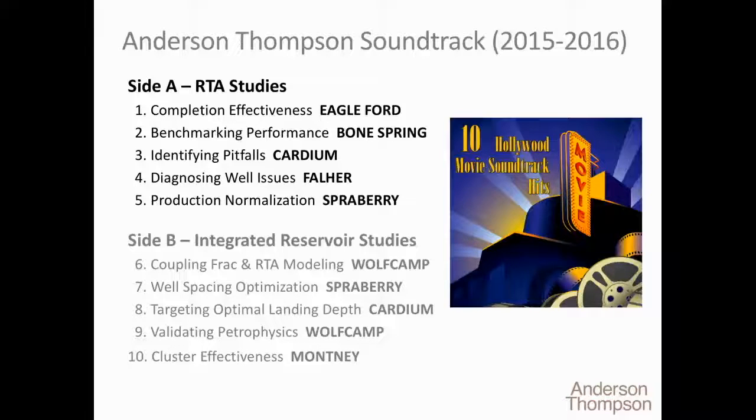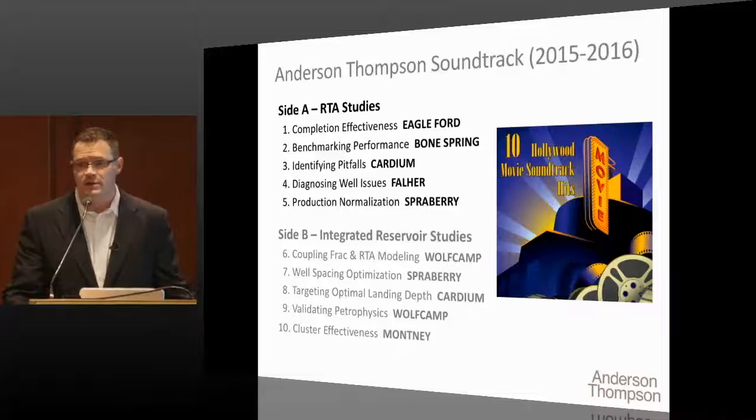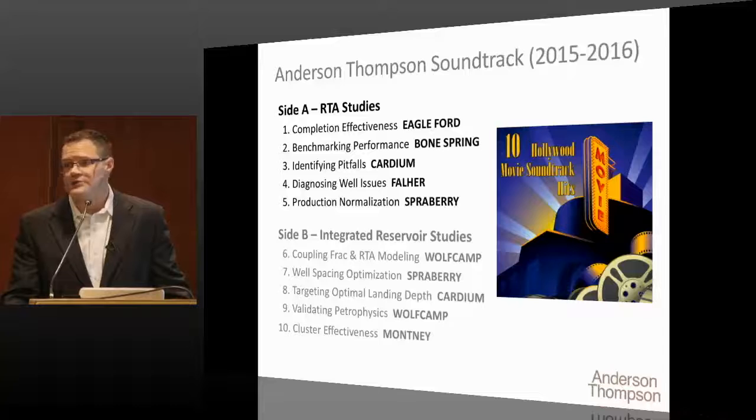The second is going to be benchmarking well performance. We're often challenged to compare well A to well B, where well A and B are drilled differently and fracked differently. How can we use rate transient analysis to objectively normalize these wells so that we have more of an apples-to-apples comparison? The third is identifying pitfalls. In this particular case study, costly drilling pitfalls, avoidable drill locations that turn out to be probably a negative net present value when it's all said and done. That's in the Cardium. The fourth is diagnosing well issues.